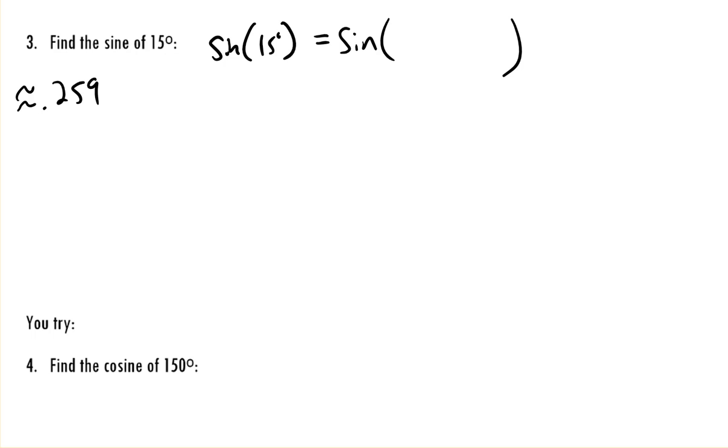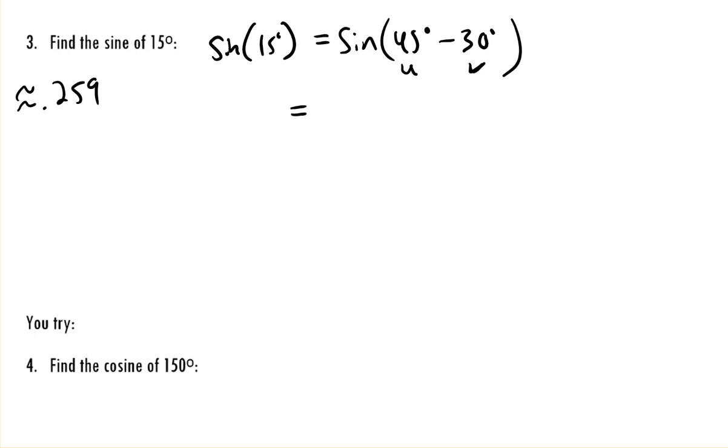45 minus 30 is probably going to be the most popular one. There's probably others too, though. So we're going to call this guy U and this guy V. First angle is U, second angle is V, just to make it match up with the formula.